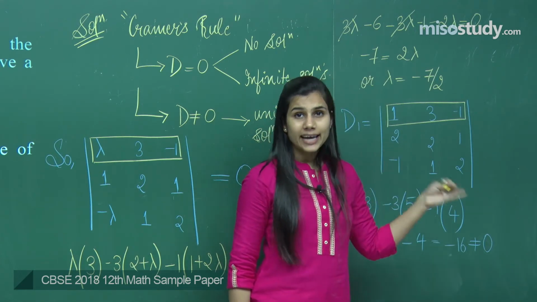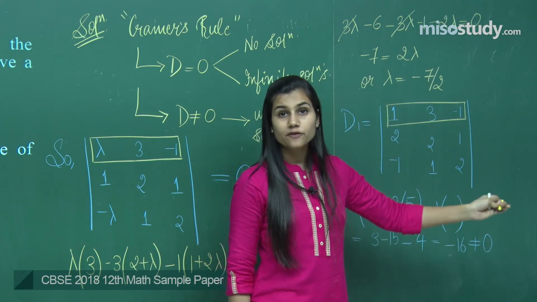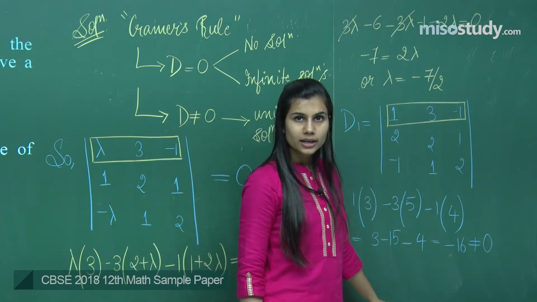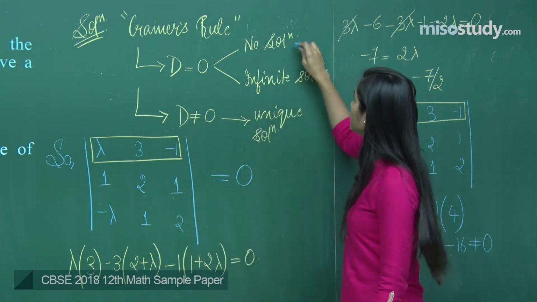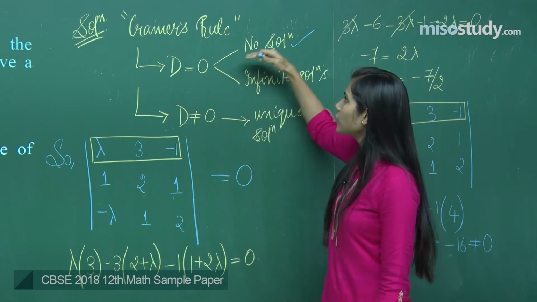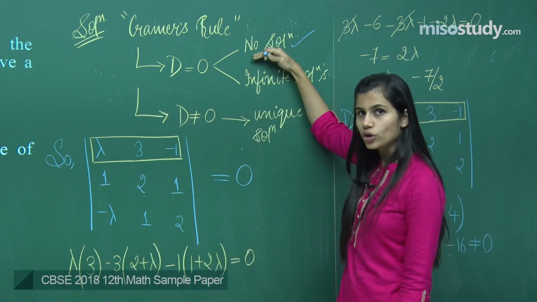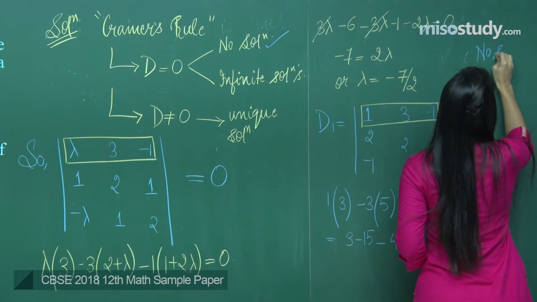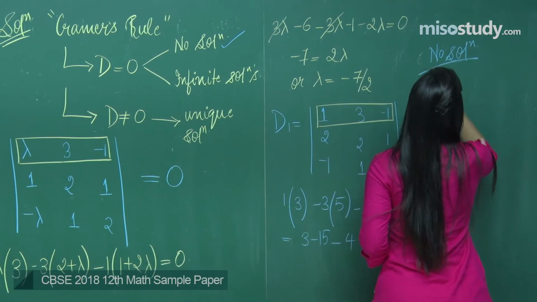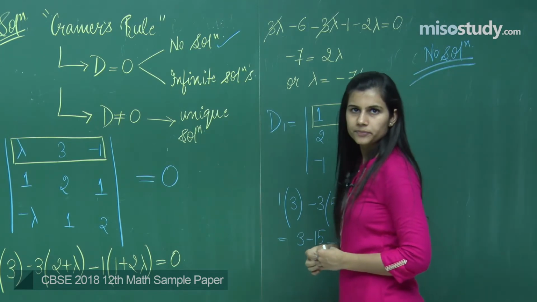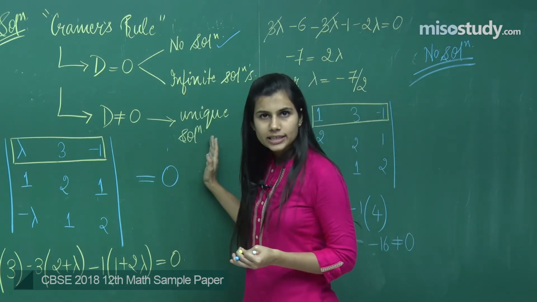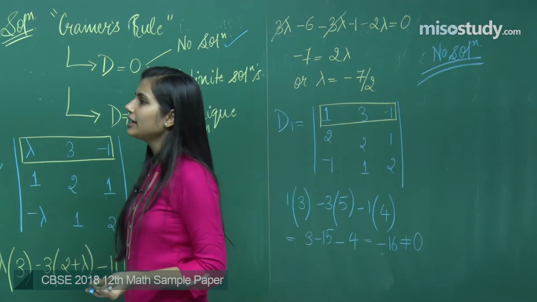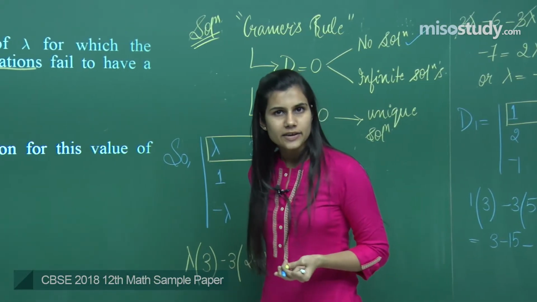I do not care about what is D2 and D3. I have got at least one among D1, D2, D3 which is non-zero. That means D is 0 but one among D1, D2, D3 is non-zero. So, answer is there is absolutely no solution. So, of course, there is no unique solution. In fact, there is no solution for this particular lambda which is minus 7 by 2.